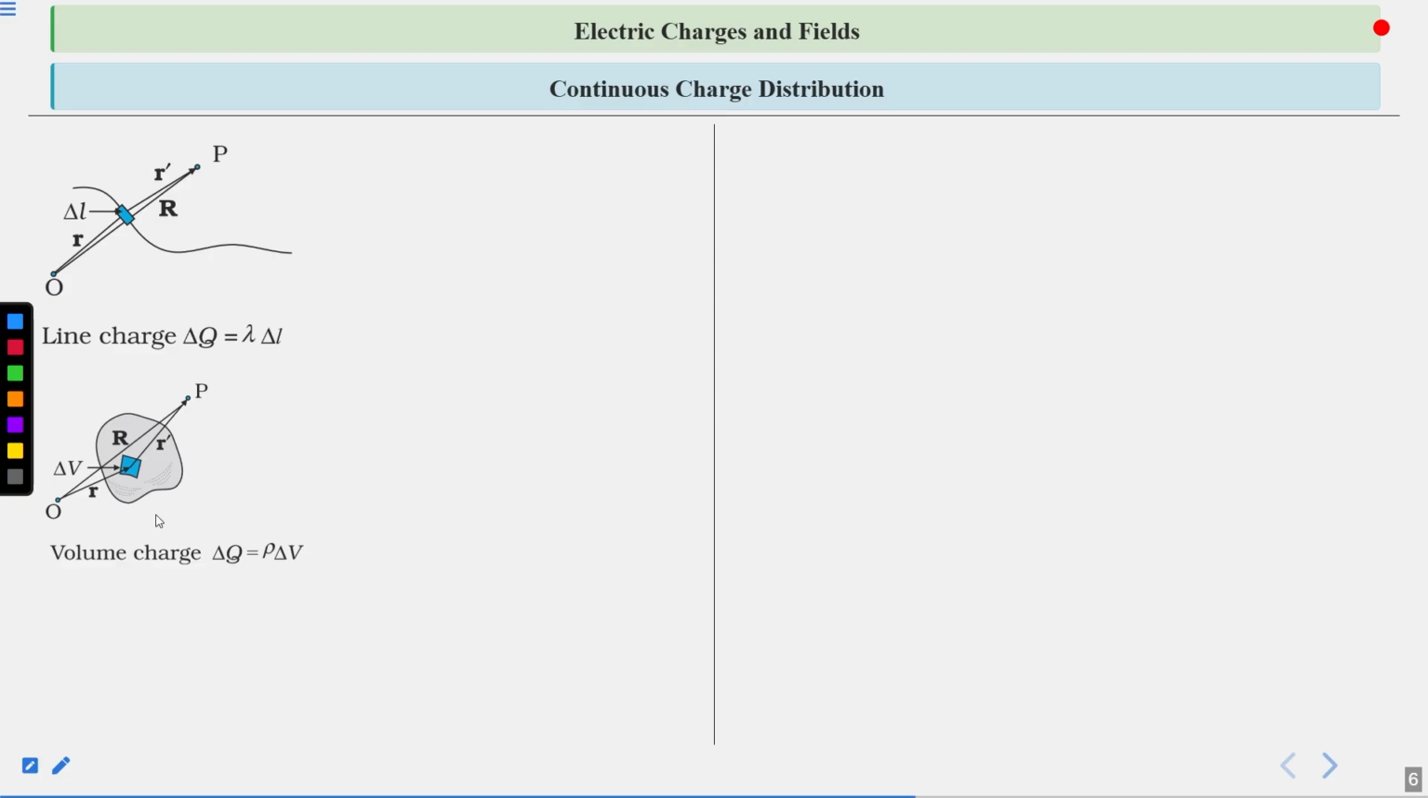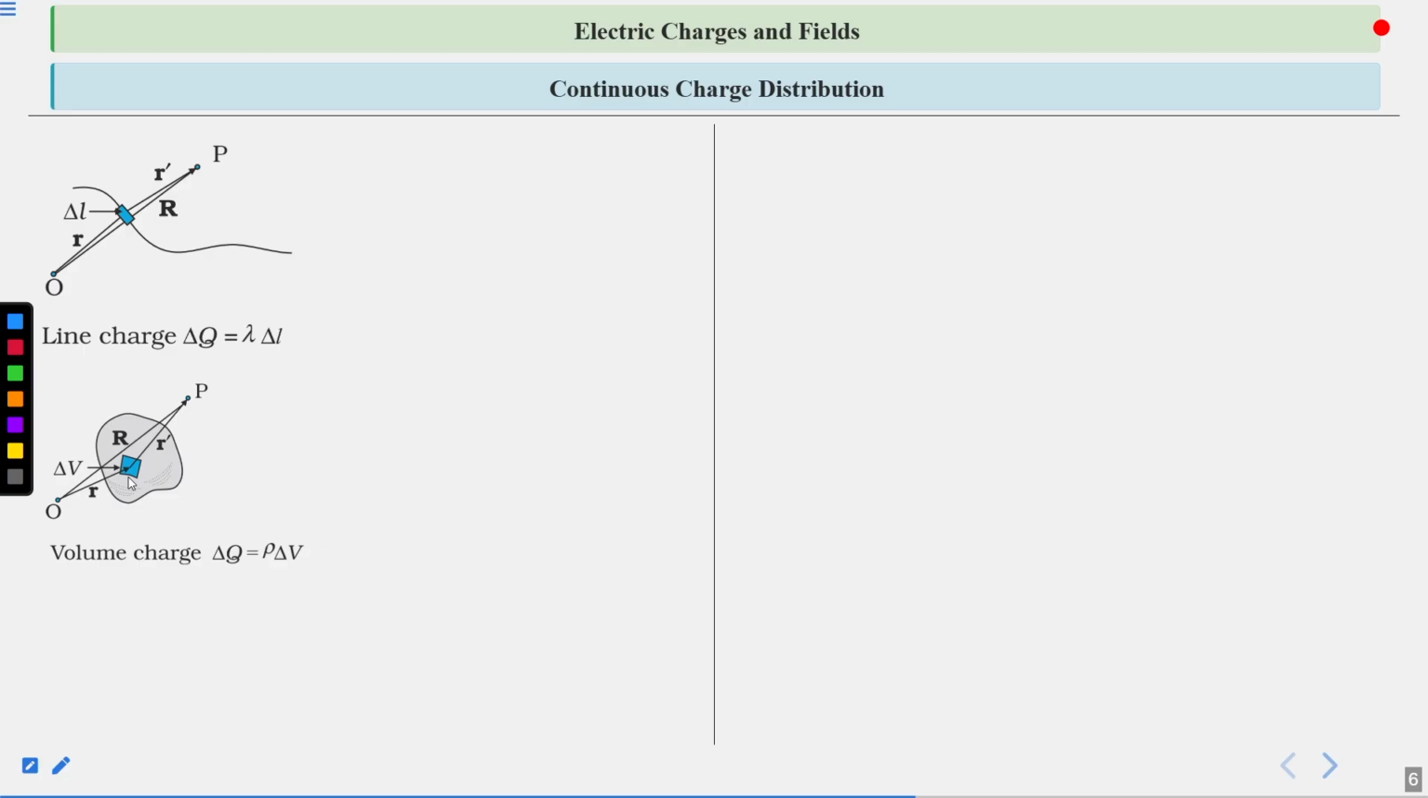And another, or we can say third distribution is volume charge distribution. Now, if we talk about the volume charge distribution, the charges are spread out along the volume of this area, this volume delta V. So this is a small element. Initially we find out the charges due to small volume element, area element, and linear line element.